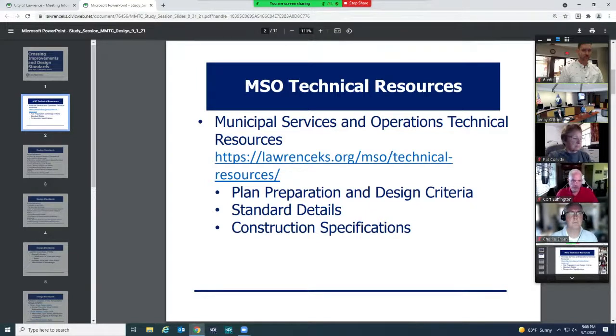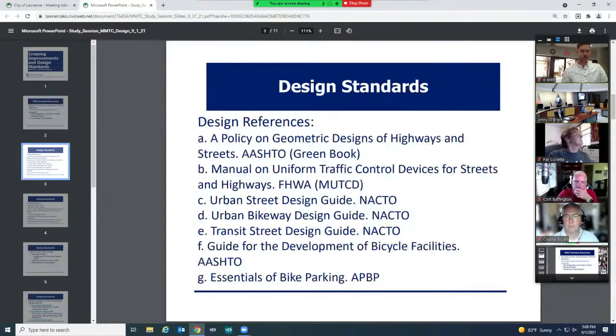I've attached here a link to our technical resources website, which has information regarding what we require for the preparation of public improvement plans and design criteria, as well as standard details and our construction specifications, which all tie into public improvement work. So in our design guide, we reference a number of design guides.